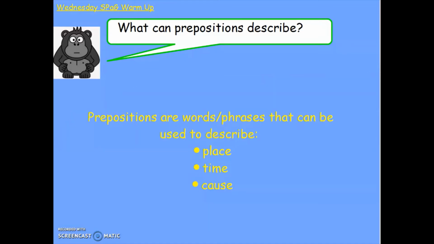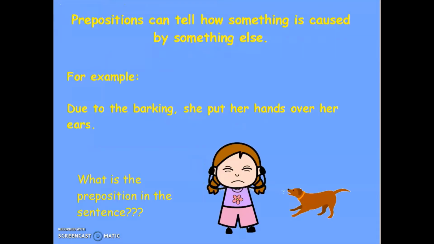Prepositions are words and phrases that can be used to describe place, like we did on Monday. For example, under, on, next to. We've got time prepositions that we did yesterday, such as on Saturday, at 1 o'clock, at lunchtime, and cause prepositions, which we're going to be looking at today. Prepositions can tell how something is caused by something else.